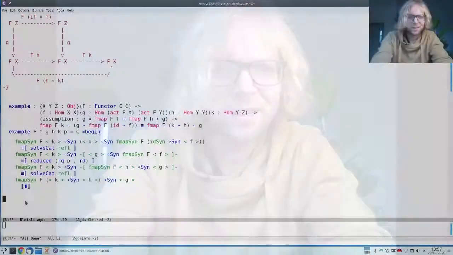Hello again. I thought some of you might be interested in how the solver for category morphisms actually works. I guess if you're not, then you get 10 minutes of your life to do something else instead now. But let's take a look.